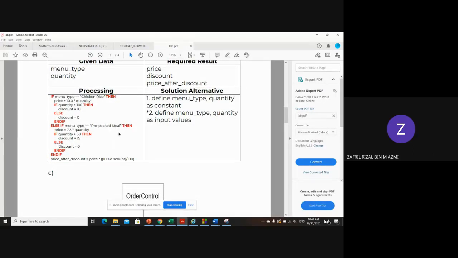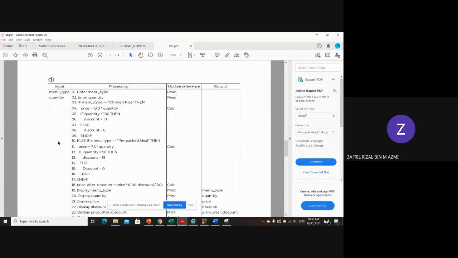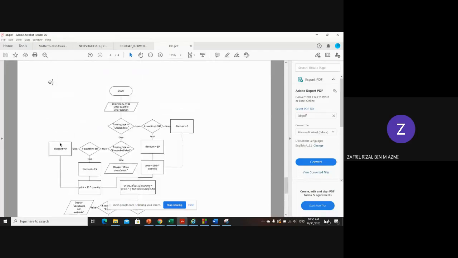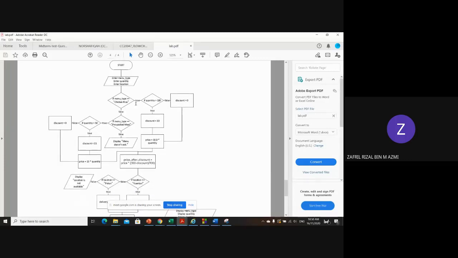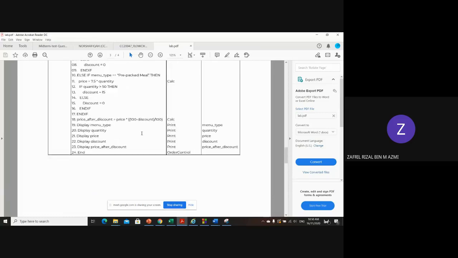I think to better look at this processing, let us refer to the algorithm. There is no algorithm, I did not ask you to do one. Never mind. So let's look at the flowchart.